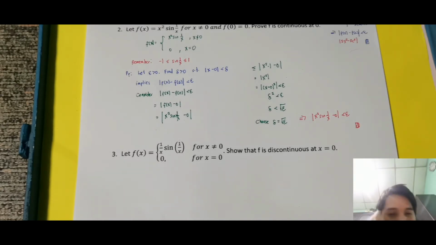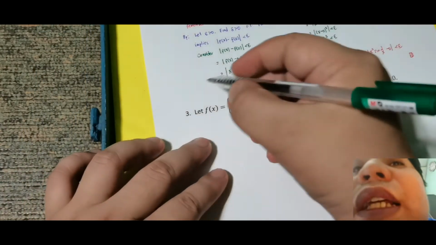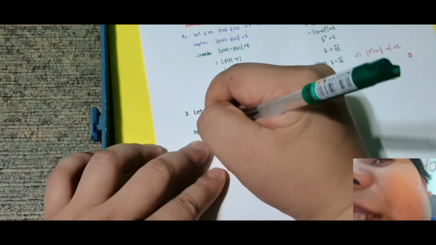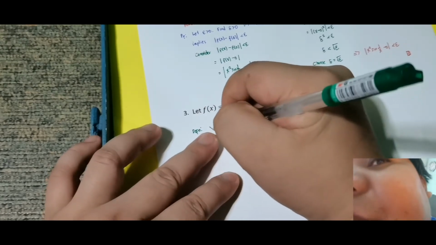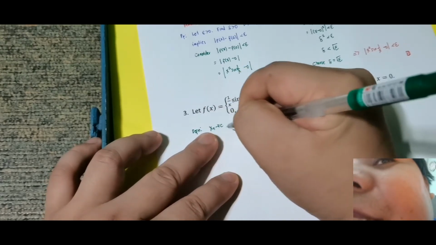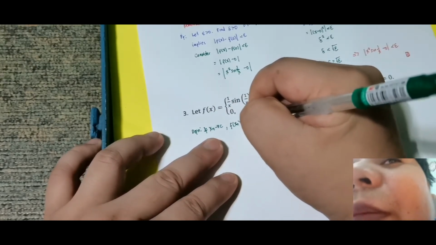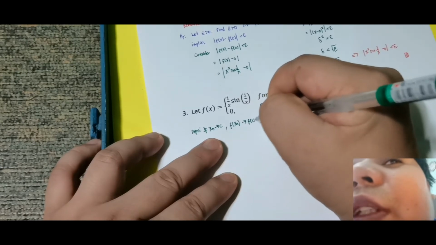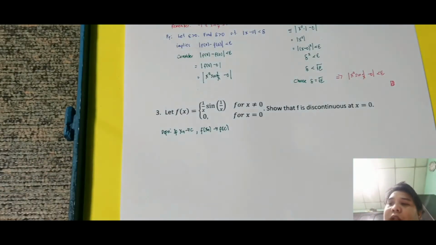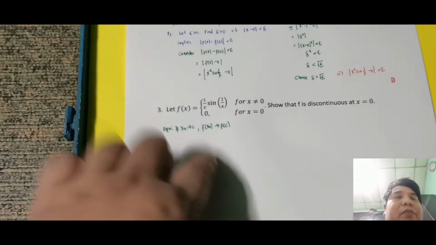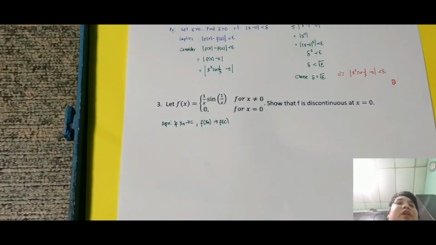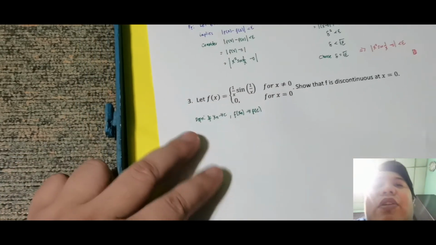Okay, so ito recall lang natin. Naalala nyo yung definition? By definition, kung meron akong x sub n na nagtetend sa c, then f of x sub n tend to f of c. Okay, so anong gagawin ngayon ni sir? Ang gagawin ko ay i-negate siya, babaliktarin ko konti para ma-show natin na siya ay not continuous. Ito gagawin natin.